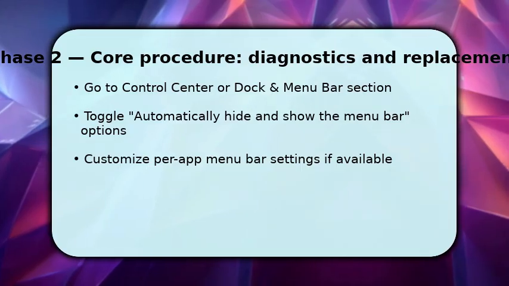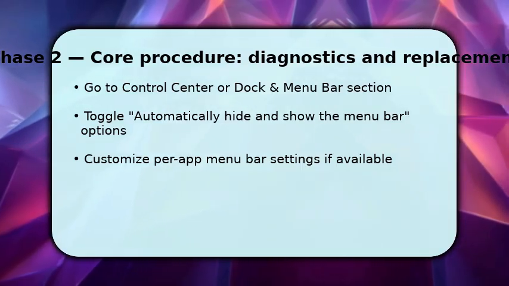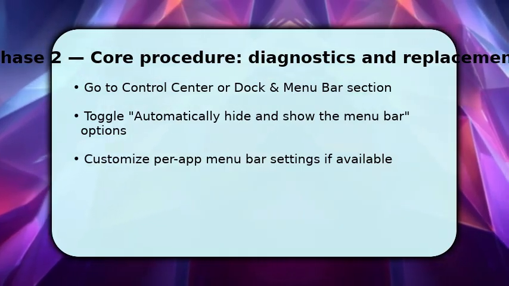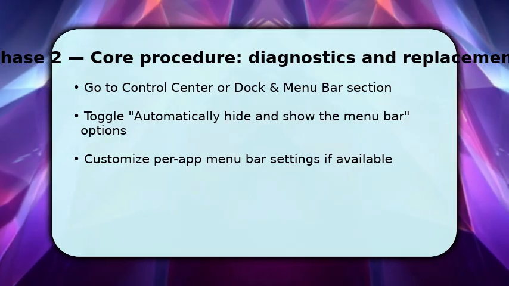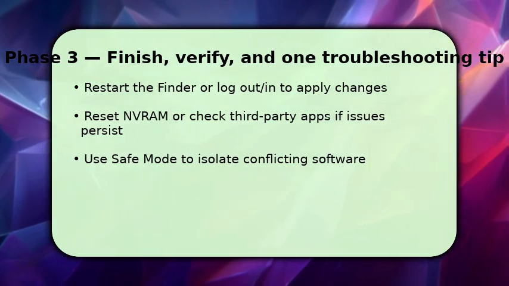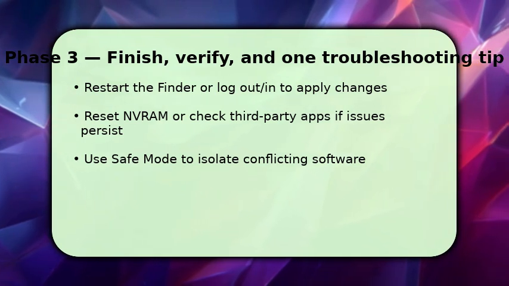Once toggled, move the pointer to the top to confirm it hides and reappears as expected, testing across a couple of apps. To finalize, restart the Finder or log out and back in so the new setting applies everywhere. This makes sure the menu bar behaves consistently.